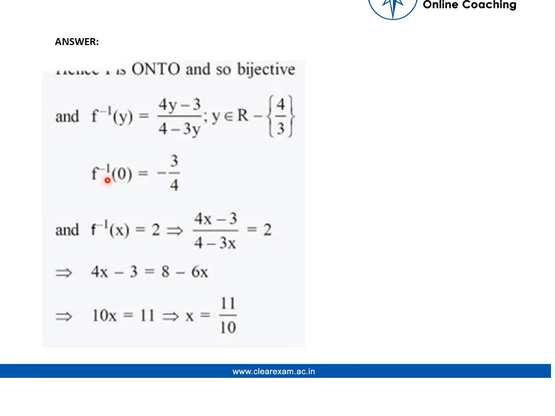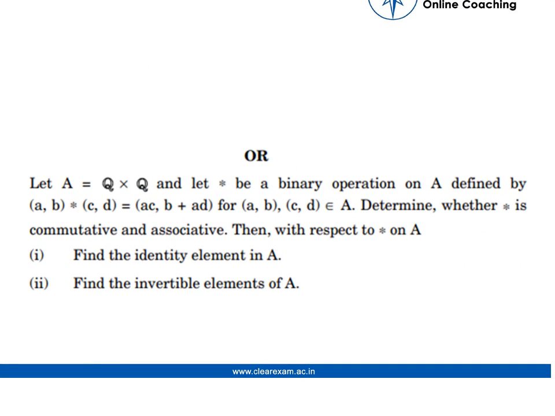It is given in the question that f inverse 0 is equal to minus 3 by 4 and f inverse x is equal to 2. So basically we need to find the value of x. We have been given this f inverse x already, that is (4x minus 3) upon (4 minus 3x). We'll equate.